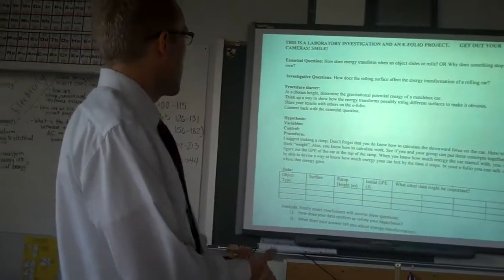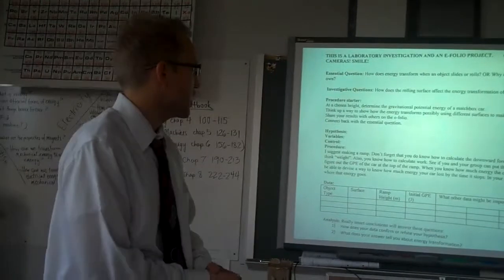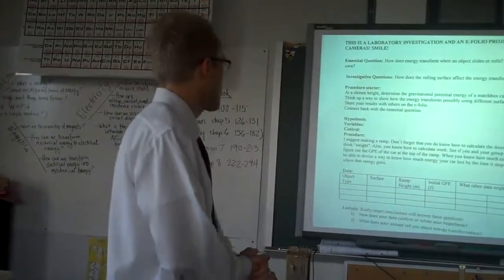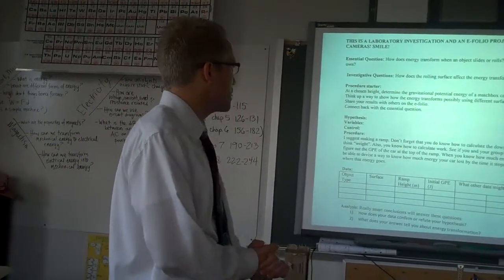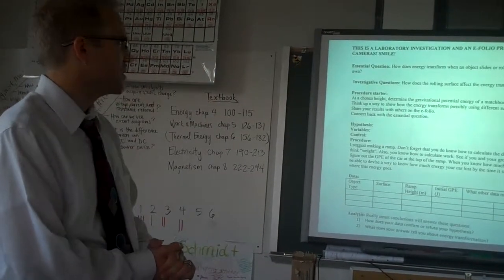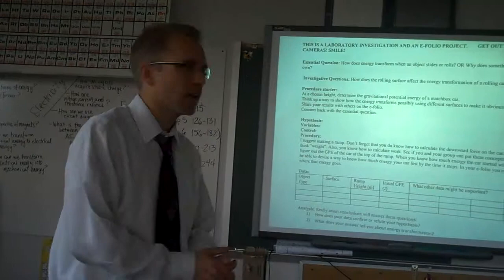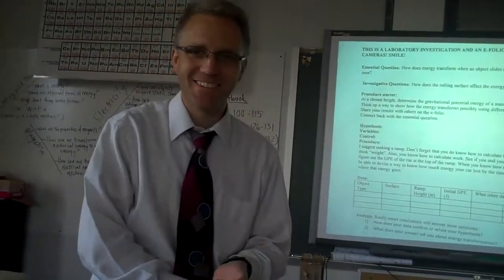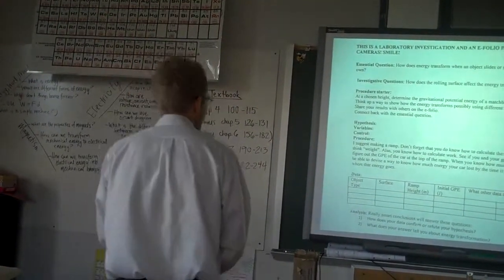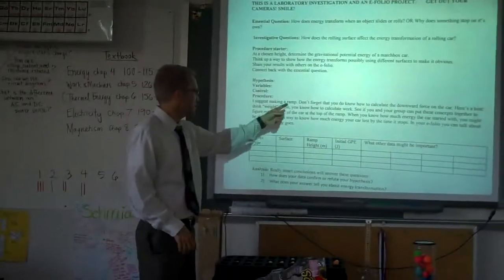Procedure starter: at a chosen height, determine the gravitational potential energy of a matchbox car. Think of a way to show how the energy transforms, possibly using different surfaces to make it obvious. Share your results with others on the eFolio. Connect back to the essential question. Hypothesis, variables, control, procedure. I suggest making a ramp.